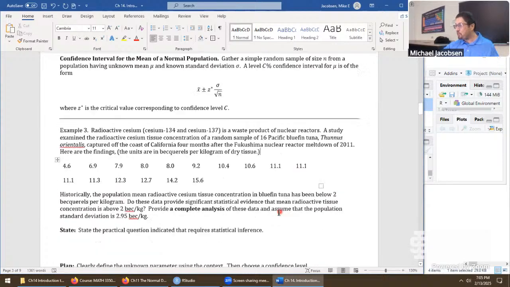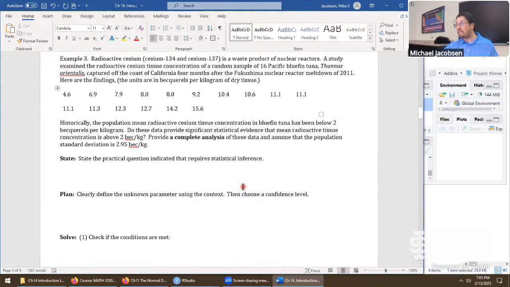But this is kind of a longer problem. We have lots to do on this. We want to give a complete analysis to these data. If you like, you could take a look at it before we come back on next Tuesday's class.